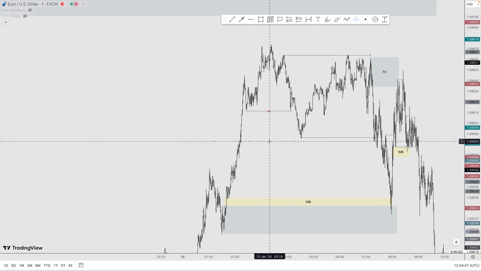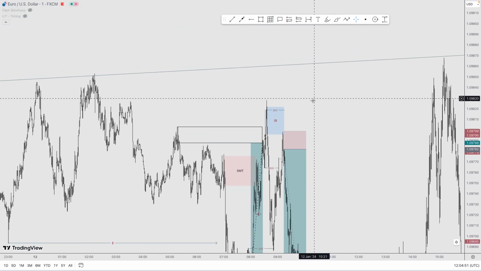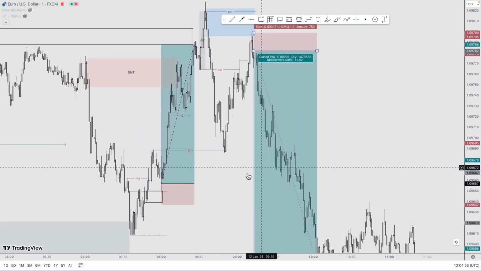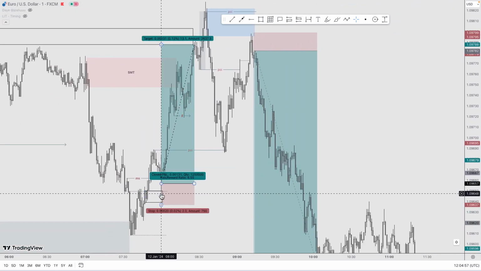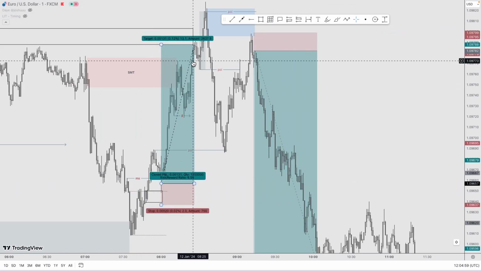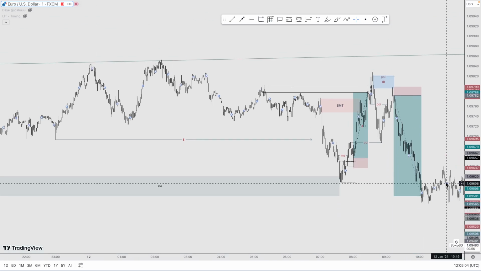If we look at previous days, let's go to 8 o'clock. Exactly 8 o'clock, on the very dot, taps into our order block, explodes to the take profit. Does that make sense? So 8 o'clock is the best time to trade.